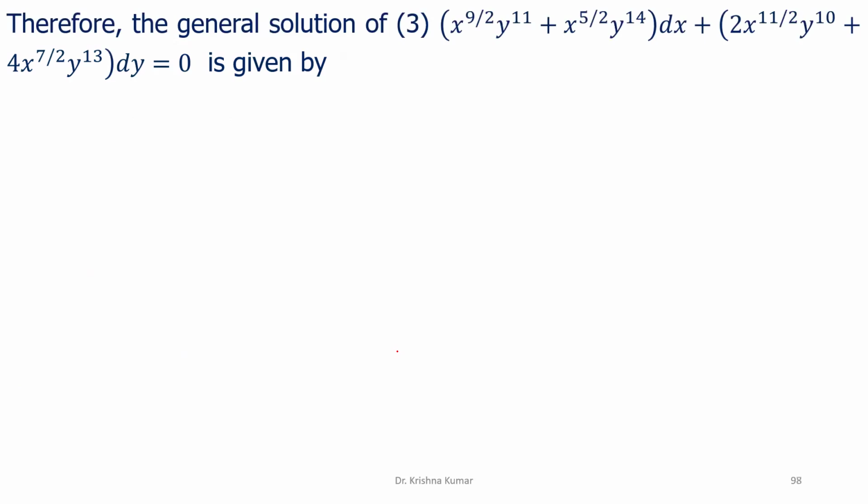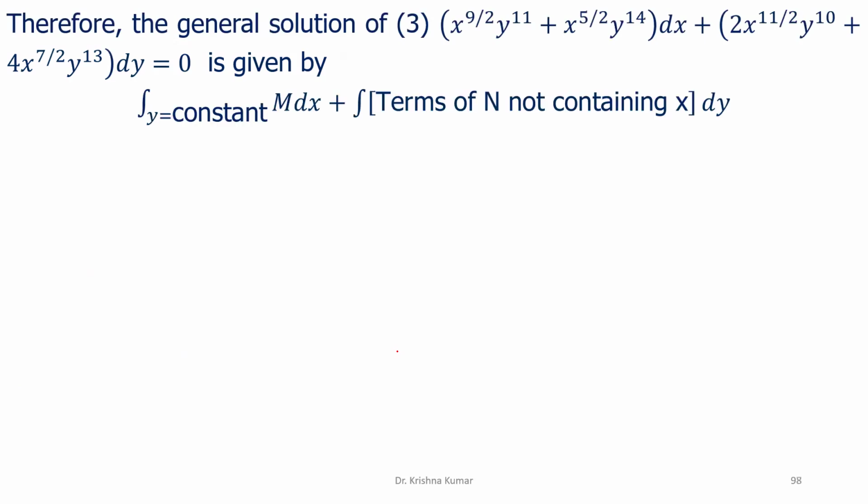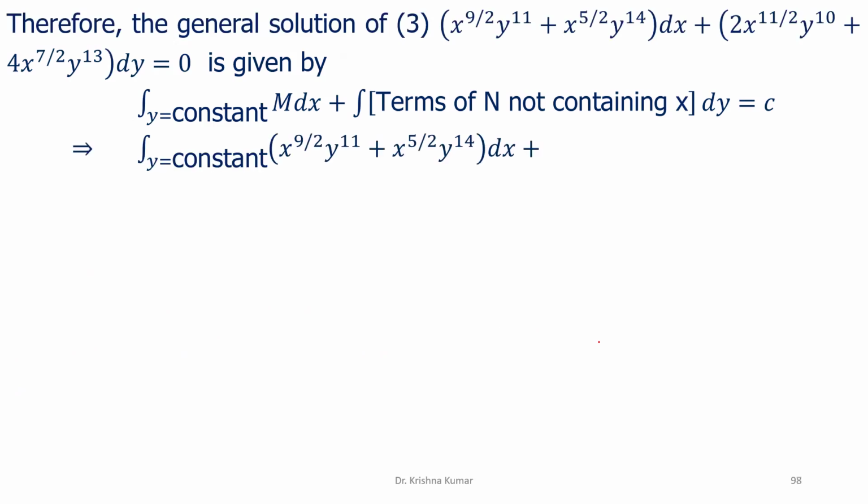y to the power 13) dy equal to 0, which is given by the integration of M dx when y is constant, plus the integration of terms of N not containing x, with respect to dy, equal to the integrating constant. So the value of M is (x to the power 9/2 y to the power 11 plus x to the power 5/2 y to the power 14) dx, and there is no term free from x in the N part, so it is 0, which is equal to the integrating constant.